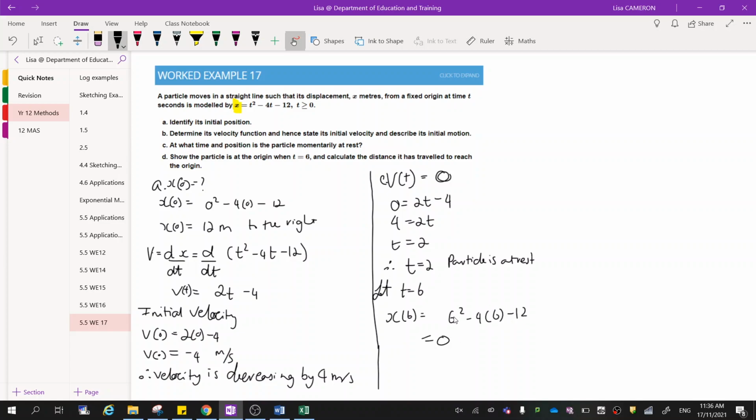So 36 minus 24 minus 12 gives you 0. So therefore, true. Particle is at the origin when t equals 6.